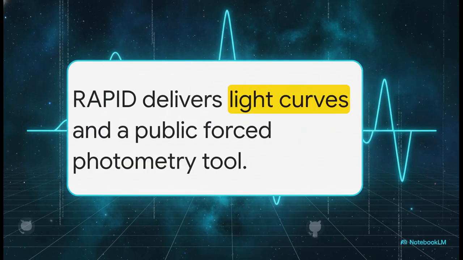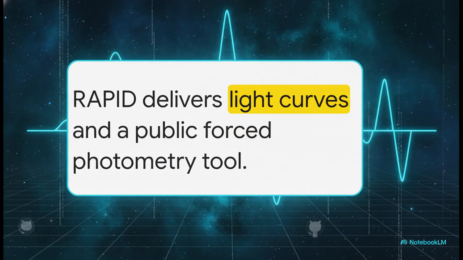But wait, Rapid doesn't just stop at a quick alert. They're also delivering candidate light curves over the time domain, giving you the historical brightness of these objects. Plus, they're providing a public forced photometry tool, which lets you instantly measure the brightness at any specific coordinate. And guess what? Their pipeline code is totally public right now on GitHub.